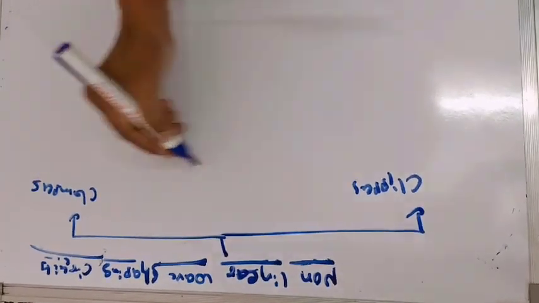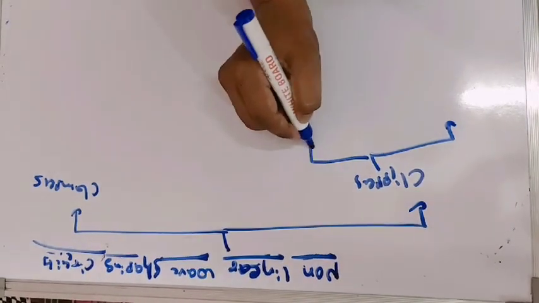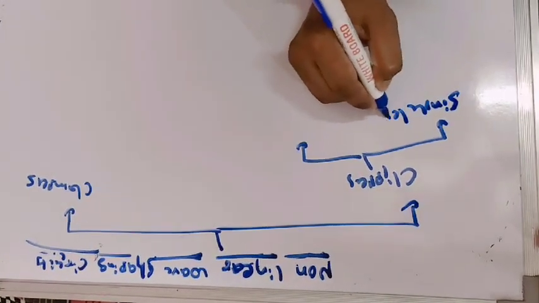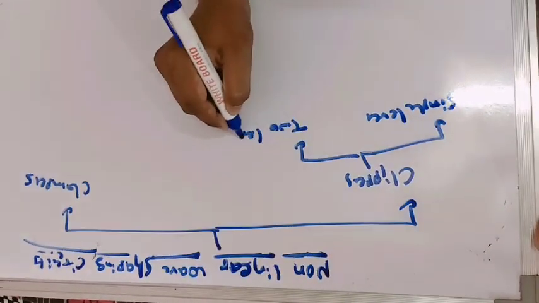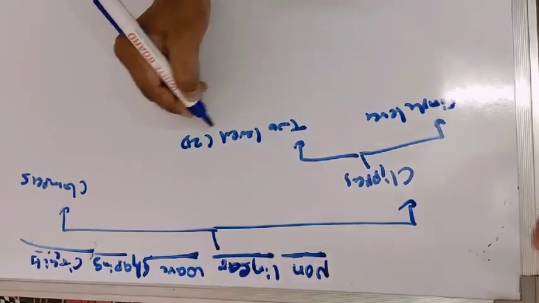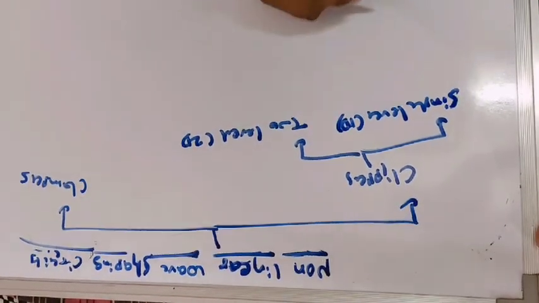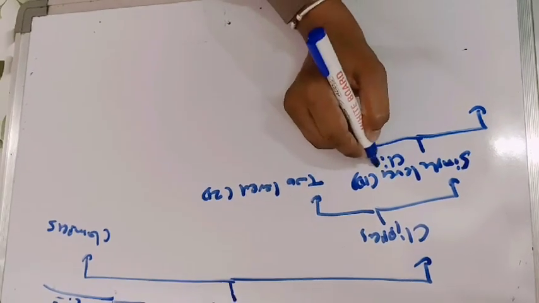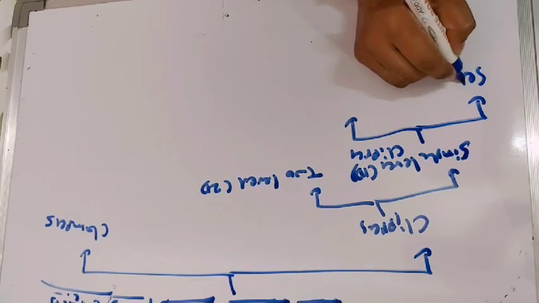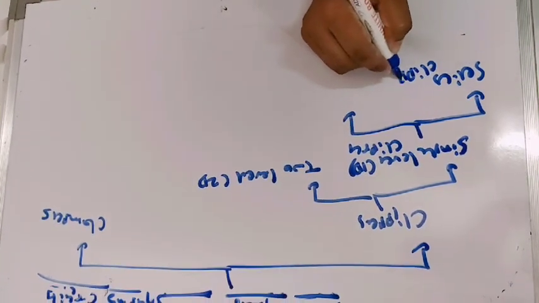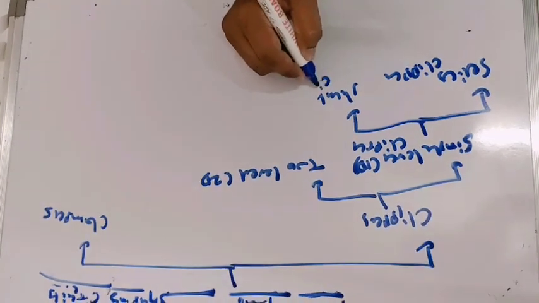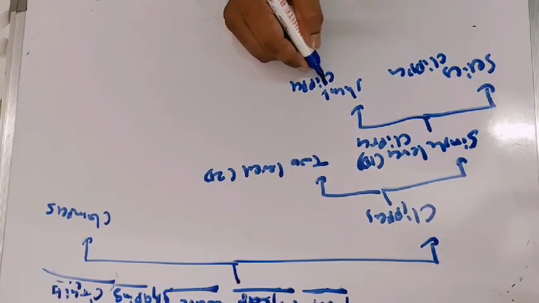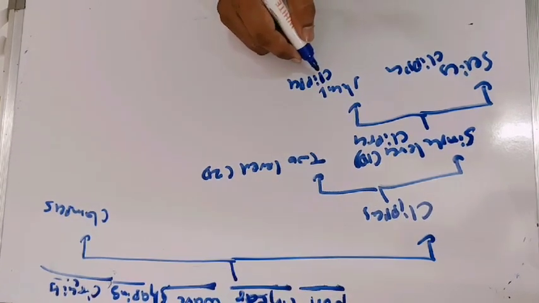A clipper is a circuit which removes an unwanted portion of a given signal, and clippers are of two types: single level clipper and two level clipper. A two level clipper consists of two diodes. A single level clipper has a single diode, and single level clippers are again classified into two types: series clipper and shunt clipper. If the diode is connected in series with the load, it is called a series clipper. If the diode is connected in parallel with the load, it is called a shunt clipper.